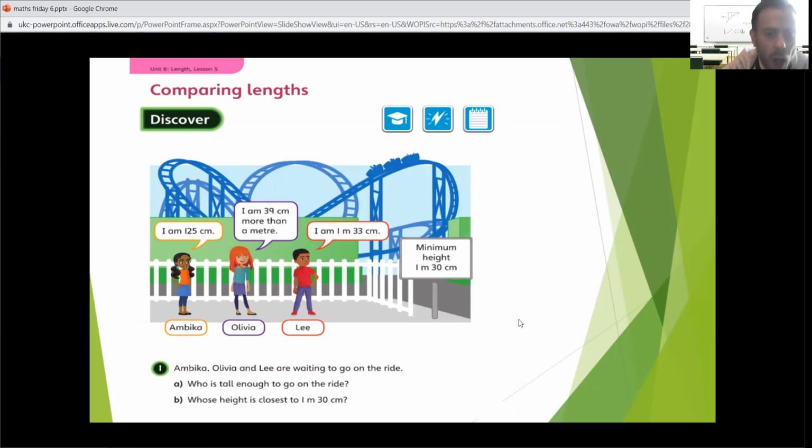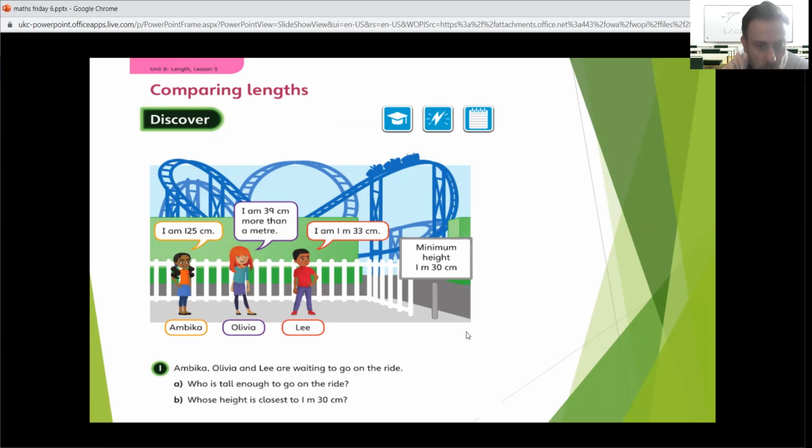We've got Ambika, Olivia, and Lee. Let's see what they're all saying. Ambika is saying, I am 125 centimeters. Olivia is saying, I am 39 centimeters more than a meter. It's an odd way of saying it. Lee is saying, I am 1 meter 33 centimeters. And then we've got the minimum height to ride the roller coaster is 1 meter 30 centimeters.